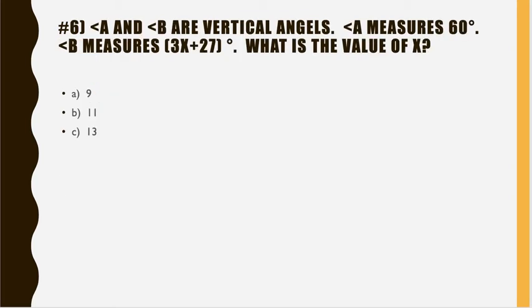Problem 6. Angle A and angle B are vertical angles. Angle A measures 60 degrees. Angle B measures 3x plus 27 degrees. What is the value of x? Our answer choices are 9, 11, and 13.